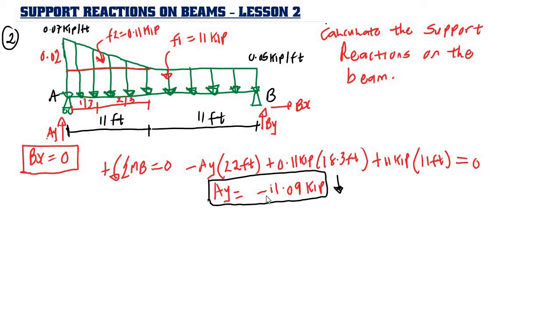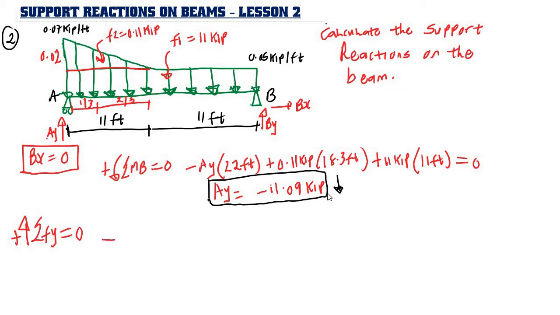Now, how can we find By? We are going to say summation of the forces in the vertical direction, Fy, is equal to 0. We're going to say all the forces acting upward is positive, while all the forces acting downward is negative. So the first force we have is AY.